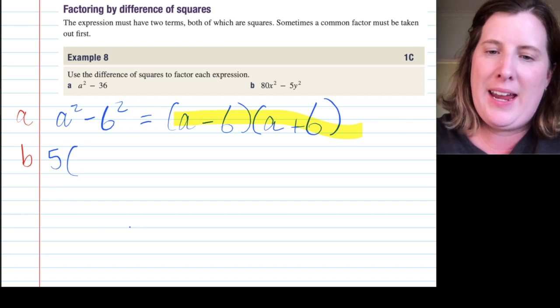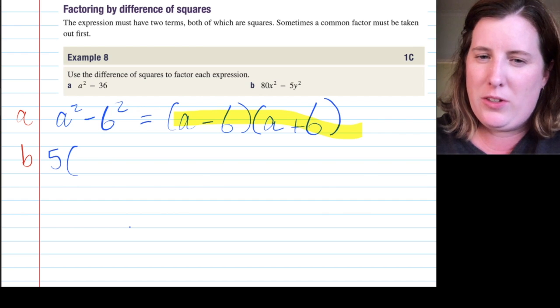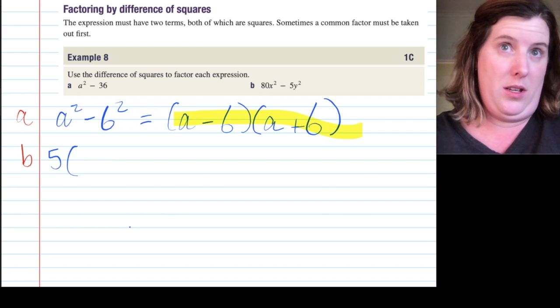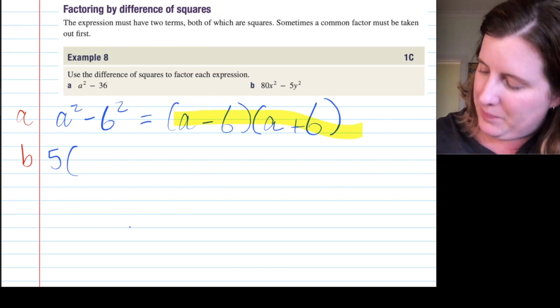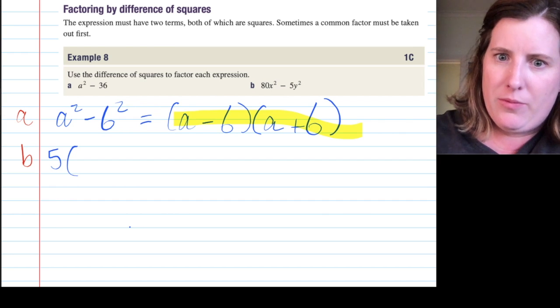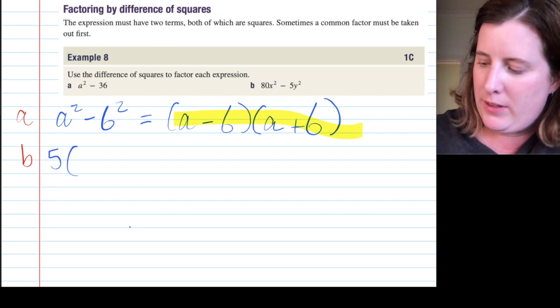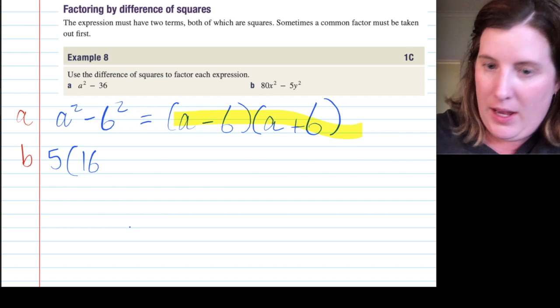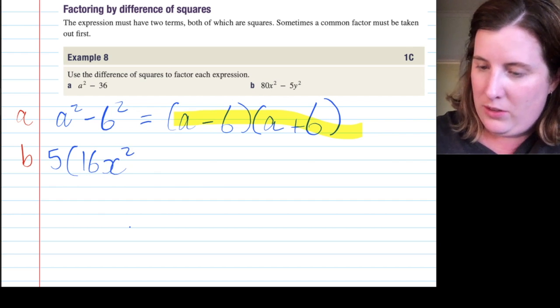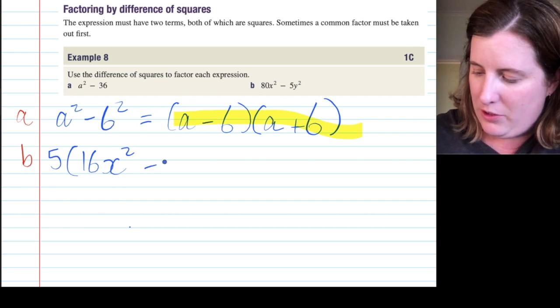Then I've got 80x squared divided by 5. So 80 divided by 5 is 16, because 40 divided by 5 is 8, and 8 is twice that, so 16. We didn't take anything out from the x squared, minus, and now we've just got y squared.